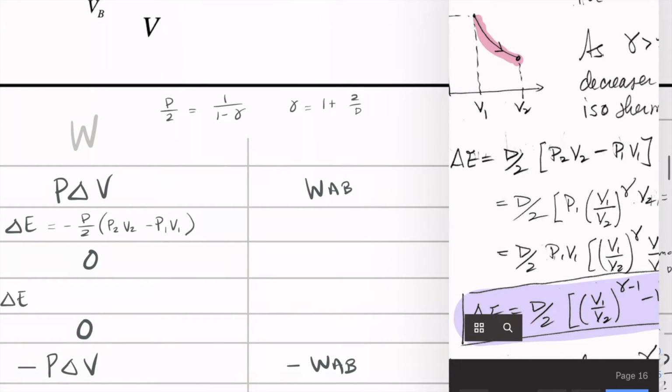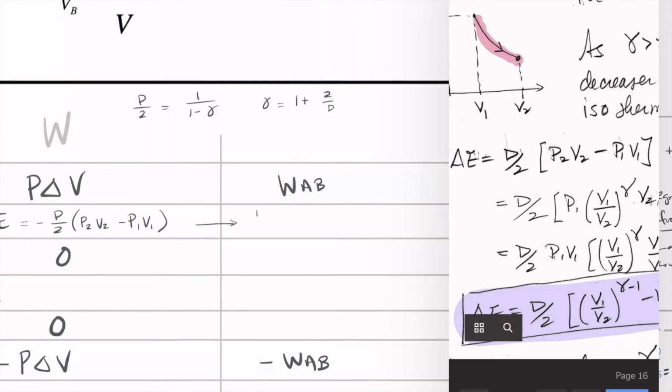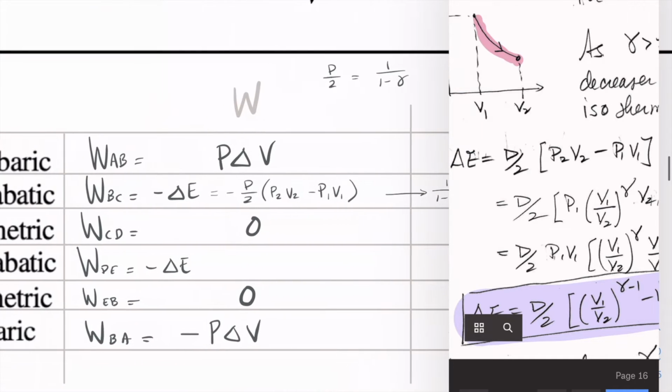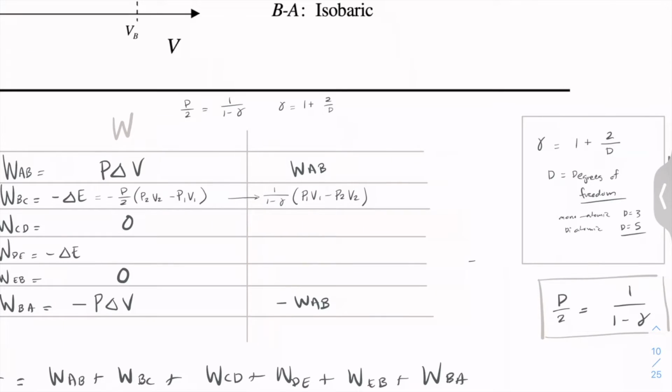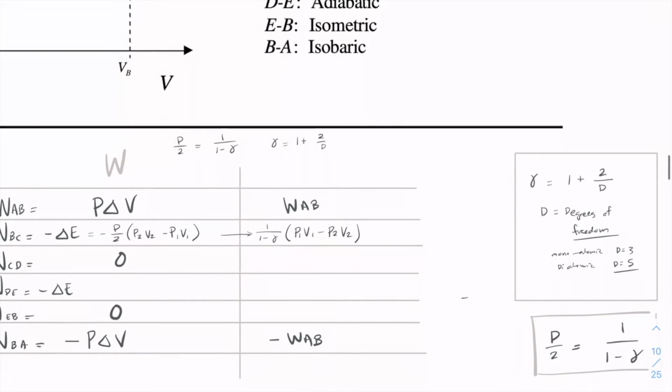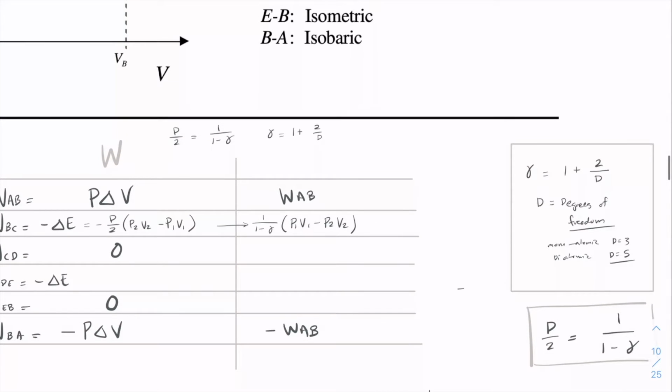Then if I put that in terms of the variables that we do have, I have 1 over 1 minus gamma to sub in for d over 2. And I'm going to take the negative and use it to flip the terms: P1V1 minus P2V2. So it's the same general expression for work for an adiabatic term for both of them. I'm going to take this out of the way because I got what I needed from it. Now, what is P1V1 and what's P2V2?